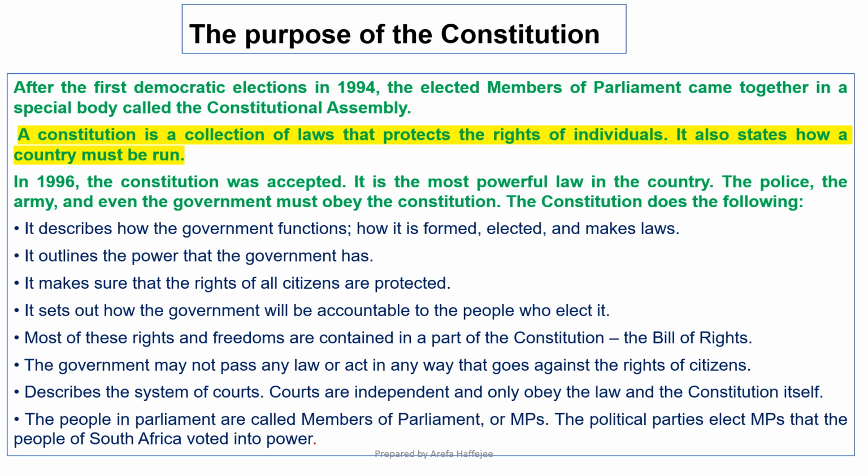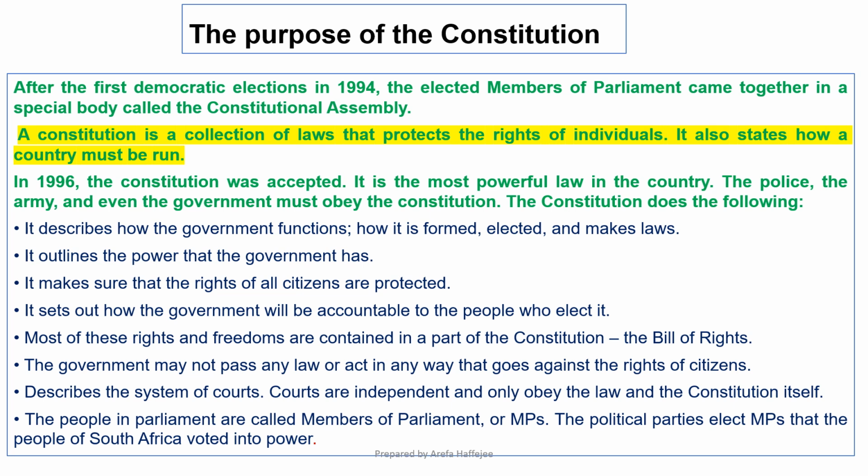After the elections in 1994, it took 2 years to draw up South Africa's constitution, and in 1996, the constitution was passed, and it was the most powerful law in the country. The police, the army, the government all obey the Constitution. So, what do you think the Constitution does?